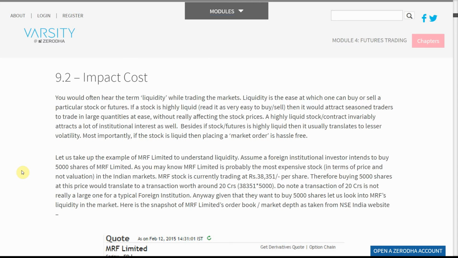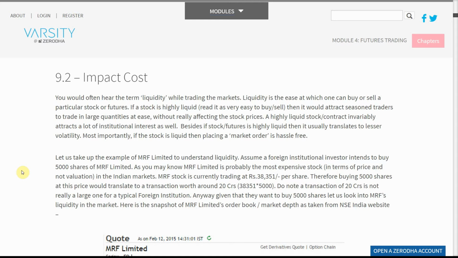Liquidity is the ease at which one can buy or sell a particular stock or futures. If a stock is highly liquid, read it as very easy to buy, sell, then it would attract seasoned traders to trade in large quantities at ease, without really affecting the stock prices. A highly liquid stock contract invariably attracts a lot of institutional interest as well. Besides, if stock futures is highly liquid, then it usually translates to lesser volatility. Most importantly, if the stock is liquid, then placing a market order is hassle-free.